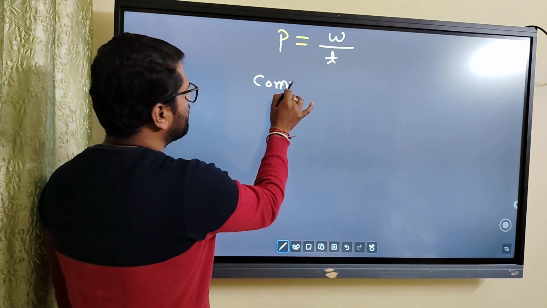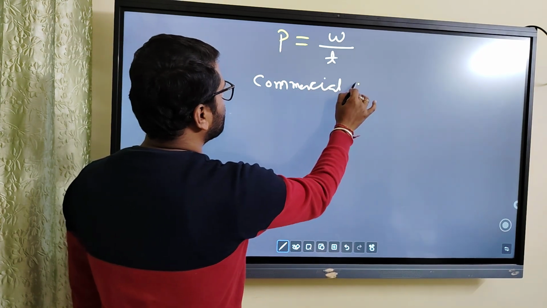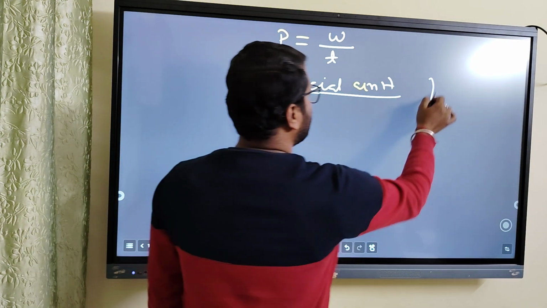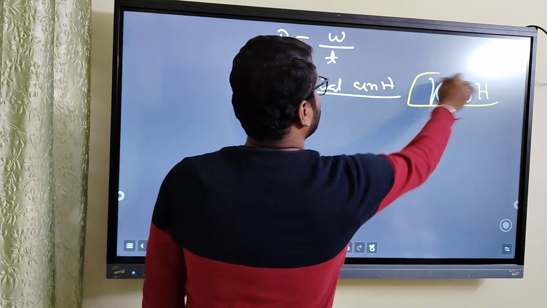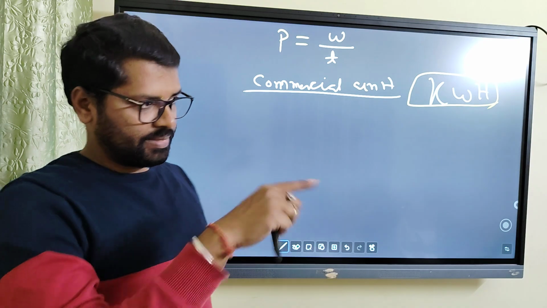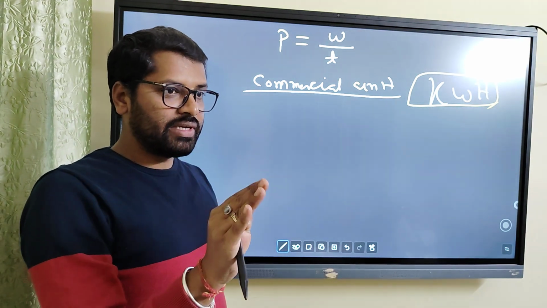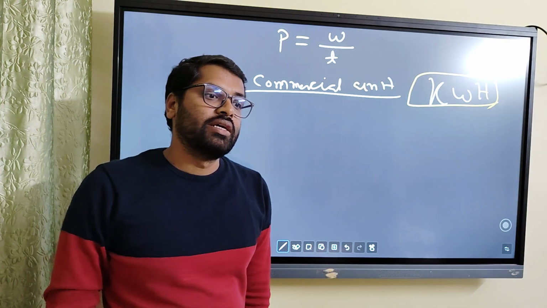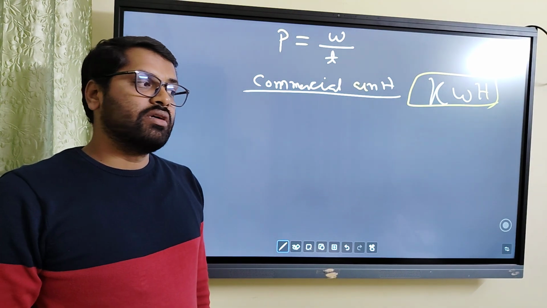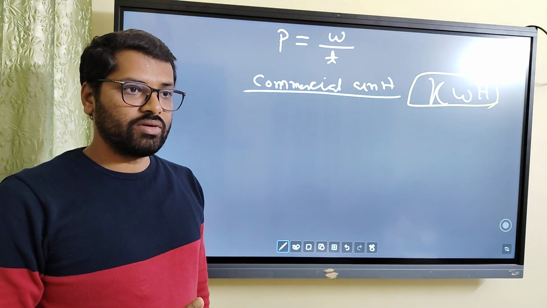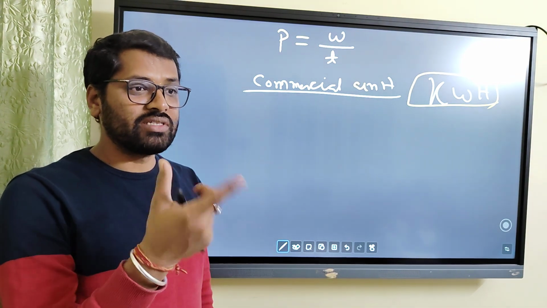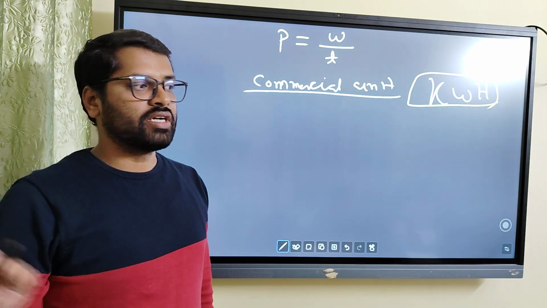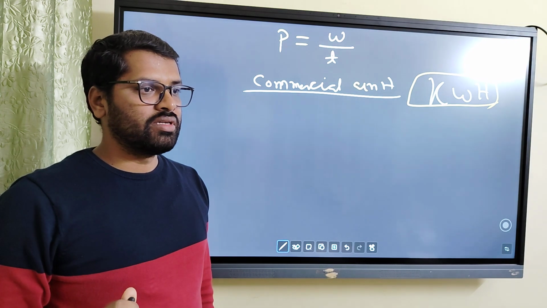Now, what is the commercial unit? Commercial unit is kilowatt hour. The meter which is kept in every home measures energy. I think the year before last they asked a question: how do we measure the current in our home? The device used to measure it, what does it measure? They gave options: power, energy, voltage, current. So the answer is energy.